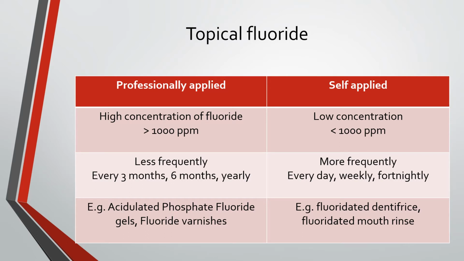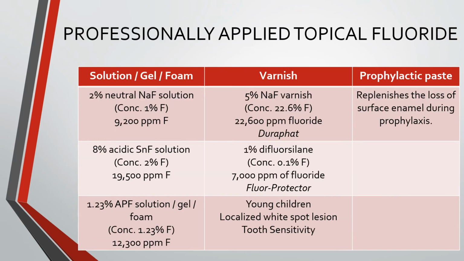As compared to that, the self-applied products are of low concentration, equal to or less than 1000 parts per million of fluoride, and self-applied can be done every day, on a weekly basis, or every 14 or 15 days, fortnightly. Typical examples are the fluoridated toothpaste that we use, and we have some fluoridated mouthwash or mouth rinse as well. So understand the differences between these two. Now, the professionally applied topical fluoride is again broadly classified into solutions, gels and foams, and we have varnishes, and we also have prophylactic paste.